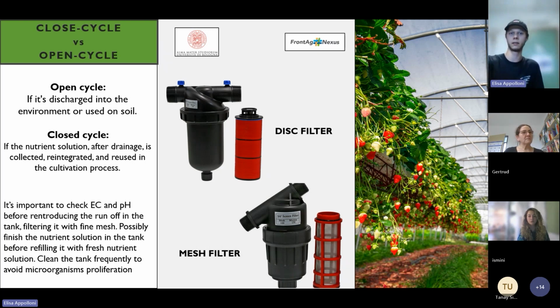So the disc filter has a lot of discs, one on top of the other, with small holes on the side, and the nutrient solution will pass through those small holes and then is collected back in the pipeline. For the mesh filter, instead, we have a mesh which very easily collects all the particles and biofilms, and you have just to open it once a day and clean it with water.